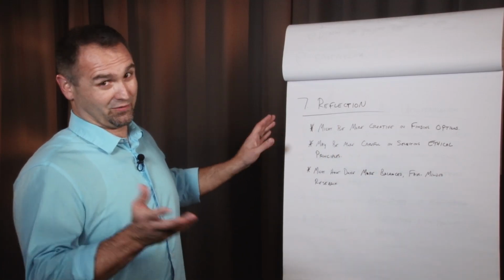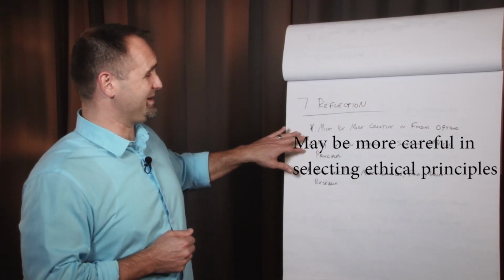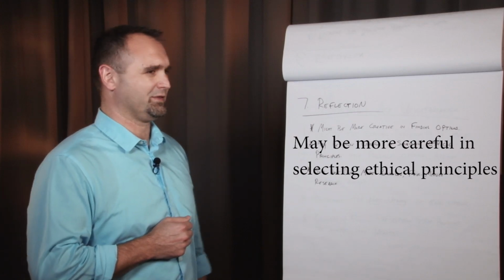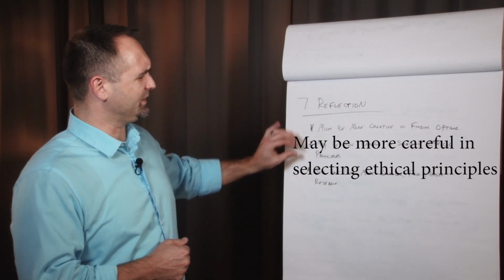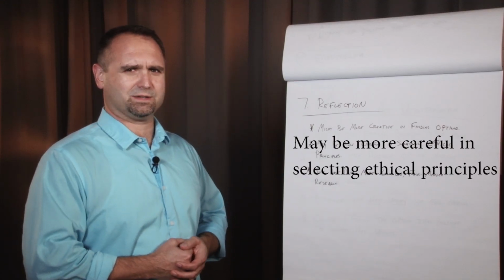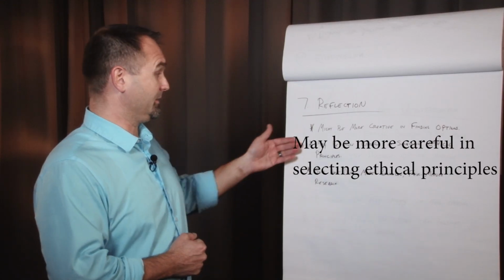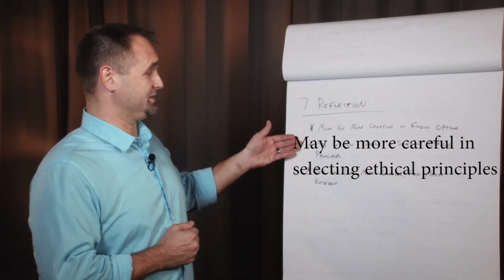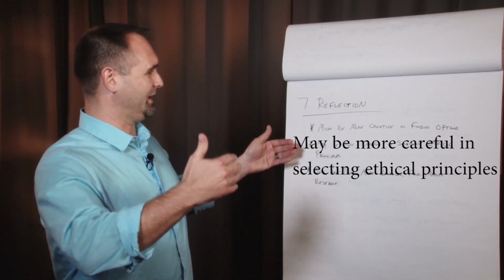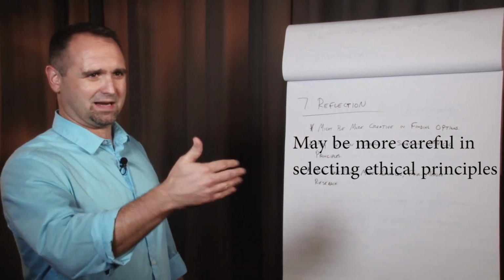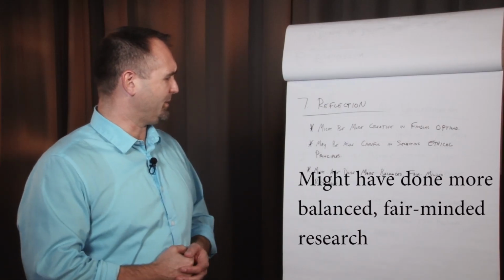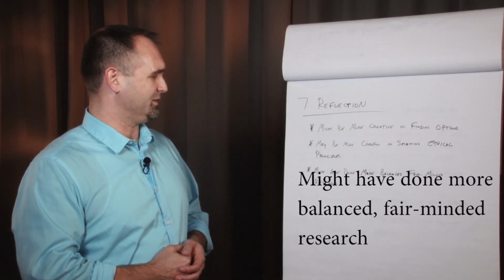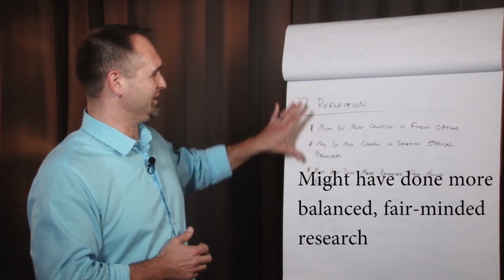I put this in here because we didn't select any ethical principles, but maybe I'll be more careful in selecting my ethical principles. I really only talked about the principle of last resort, but suppose I looked at it from the perspective of an act utilitarian, I could have taken into account another ethical theorist's point of view. I also might have done more balanced, fair-minded research. Right? These are the kinds of things that you might reflect on.